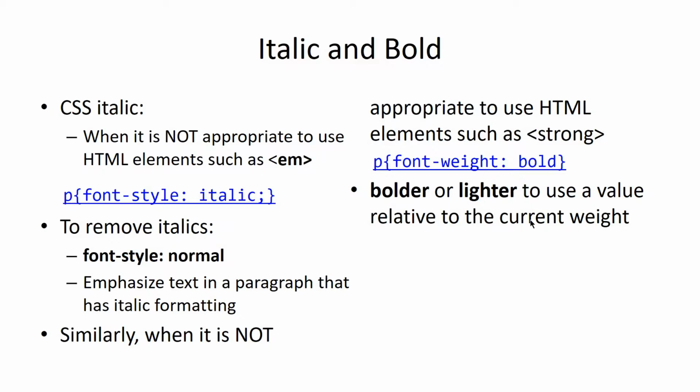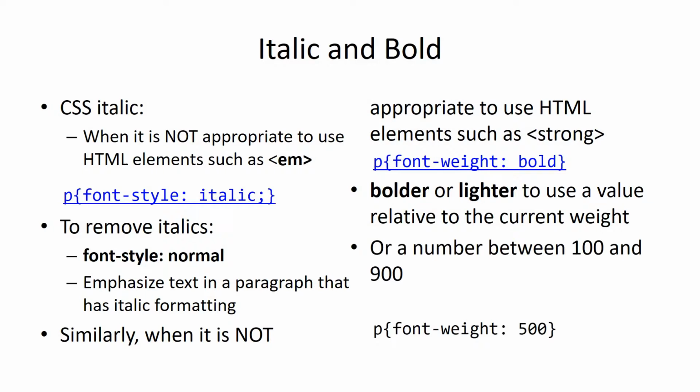It is also possible to set the font weight as bolder or lighter. This will be setting relatively to the current weight. So if the current weight is normal, then the bolder font weight will give it a bold font. Or you can use a number between 100 and 900 to specify the font weight. In this example, the font weight is 500, and 400 represents normal, so 500 will be slightly bold font.